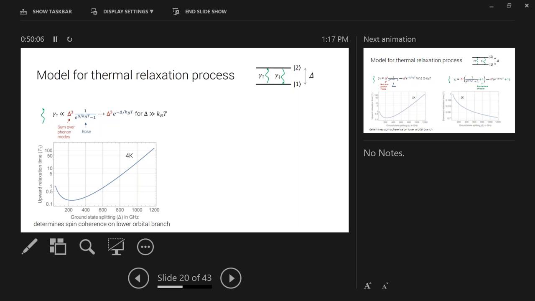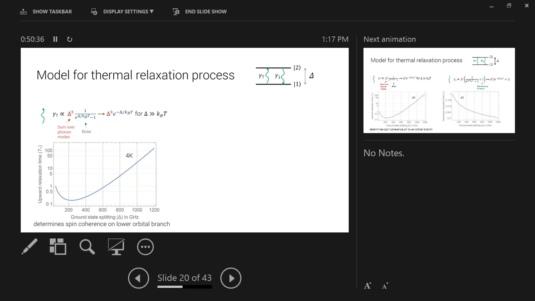And eventually, of course, the exponential will always beat the polynomial, right? So you sort of see this behavior. This is a theoretical curve for gamma up. This is 1 over gamma up, the relaxation time, where it gets worse first. So the process gets fast, so you would expect your spin to get worse. And then it starts to get better very fast, okay? And this curve, in theory, should determine the spin coherence on the lower branch.